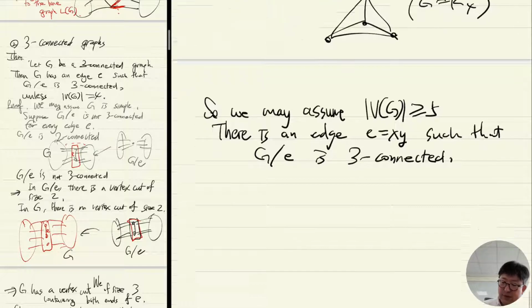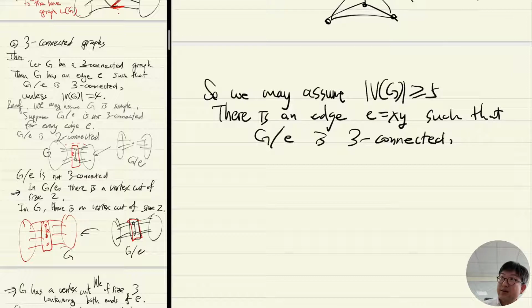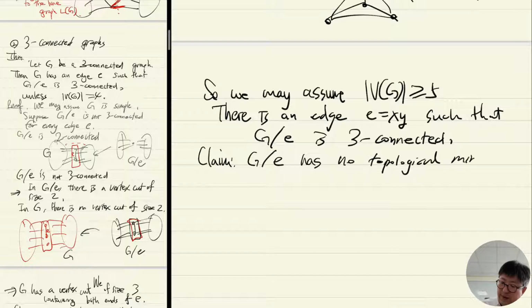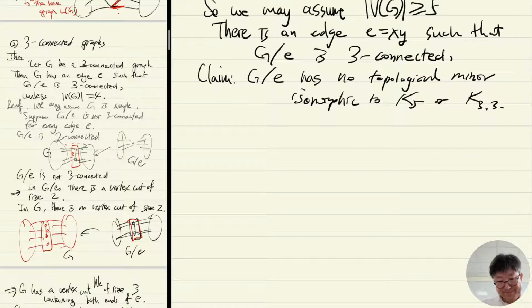Now, I want to say something like this. The claim: G contract E has no topological minor isomorphic to K5 or K33. Why?